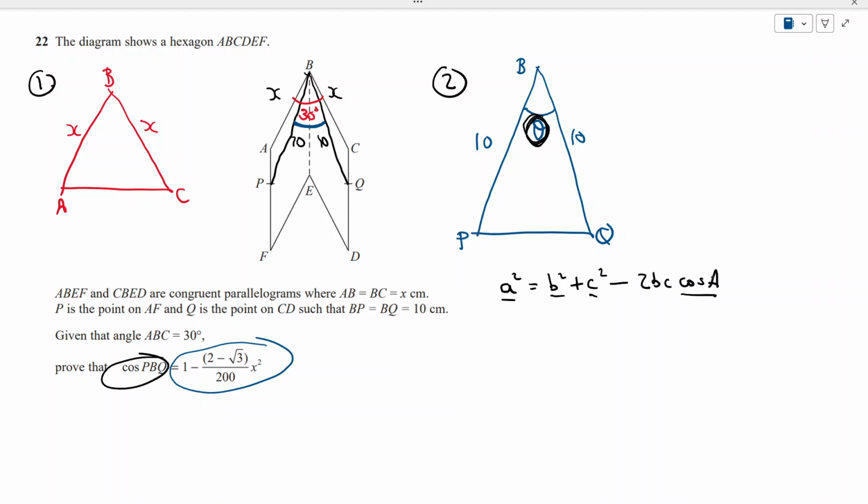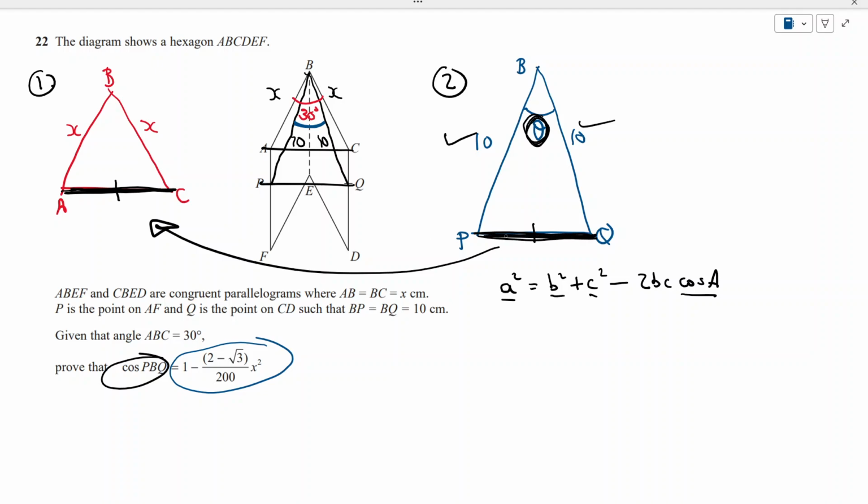So if we need to do that, then we must know all three sides of this triangle. Well, we know this side here is PB, we know this side here is BQ, and they're both 10, so we know those. What we don't know is PQ. Turn your attention to diagram 1 then, because you should realize that AC is equal to PQ. In other words, this side length is equal to this side length. So if we can work out an expression for AC, we can then use it for PQ because it's the same side length. Okay. Now, given that ABC is 30 degrees, this angle here is 30 degrees.